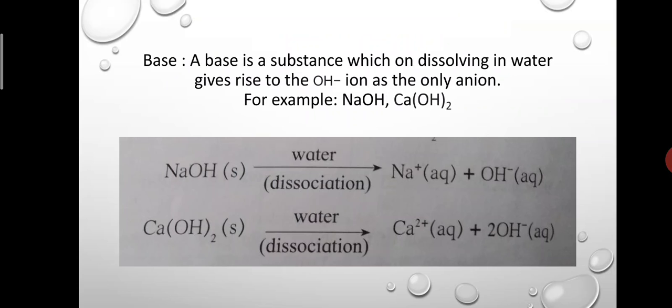Base. A base is a substance which on dissolving in water gives rise to the OH minus ion as the only anion, for example, sodium hydroxide and calcium hydroxide. From the reaction given below, we can see that a base undergoes dissociation to form OH minus ion as the only anion and the concerned basic radicals.